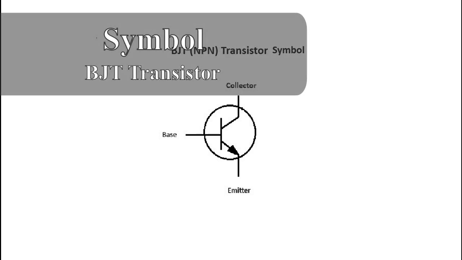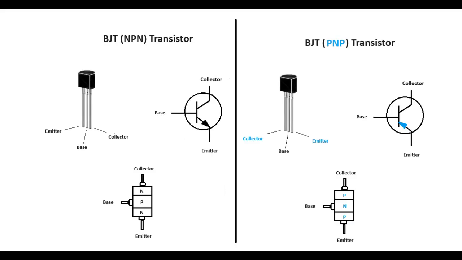Here is the schematic symbol for the NPN transistor. Side by side, you can see how the schematic symbols differ between the NPN and the PNP transistor. Some people actually use memory aids in recalling which way the arrow points, such as NPN, not pointing in, or PNP, pointing in.